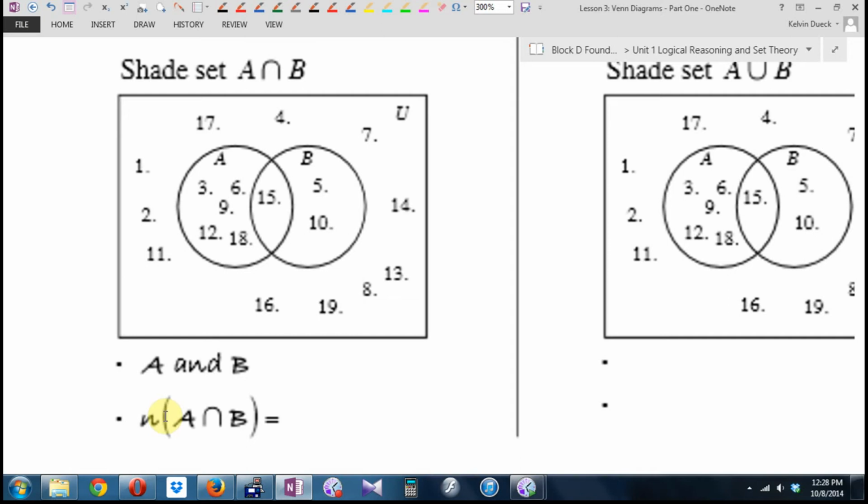Intersection A and B. Okay, which ones are in A and B at the same time? All you're going to color in is that puppy. Darian, how many elements are in that set? There it was faster to count than subtract.